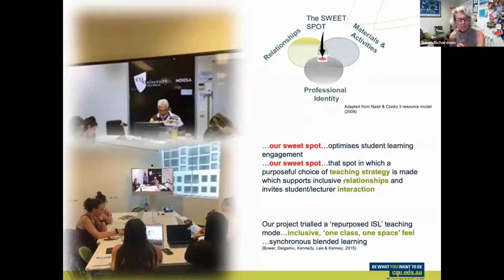So we wrapped some research around our project, and we gathered data through the use of surveys and through the use of staff focus groups. And the findings from our project concluded that when working in combination, materials and activities, relationships between lecturers, students and students, as well as the respective identities of lecturers and students, optimise engaged teaching and learning. And this is what we've come to call our sweet spot. And you can see that in the visual image that we've presented there. So now I'll hand over to Mim and Craig.